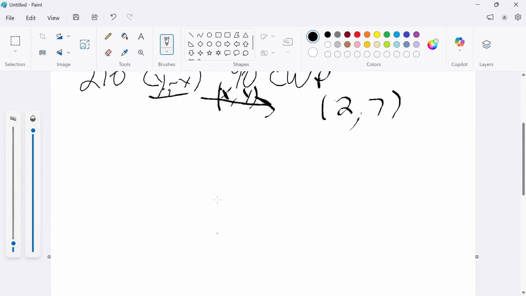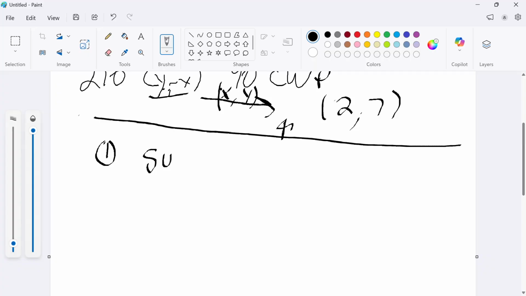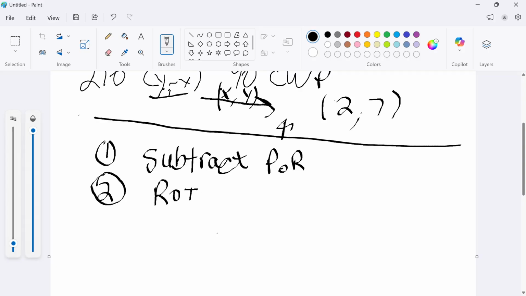Now, another thing it might ask is to rotate about a different point, a point that's not the origin. All of these above here are rotations about the origin. How do I rotate about a point that's not the origin? Well, step 1, subtract the point of rotation from the point. Step 2, rotate as normal. Do your rotation. Step 3, add the point of rotation back to this result.